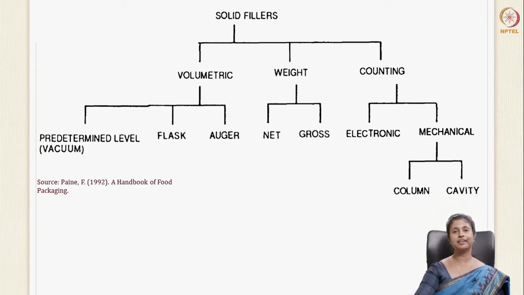We had already covered the volumetric method, where we talked about vacuum filling, flask, and the auger filling method. Today we'll continue with the other methods of solid fillers and the other remaining methods for bottling.